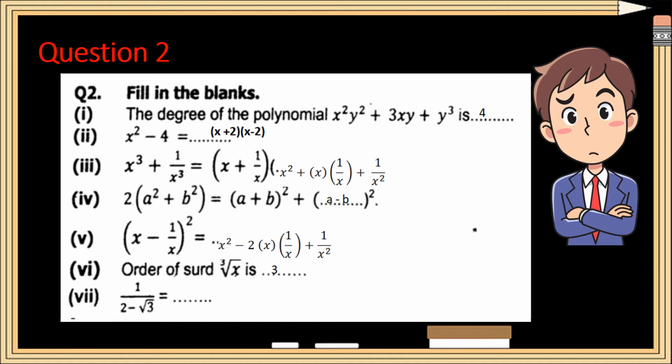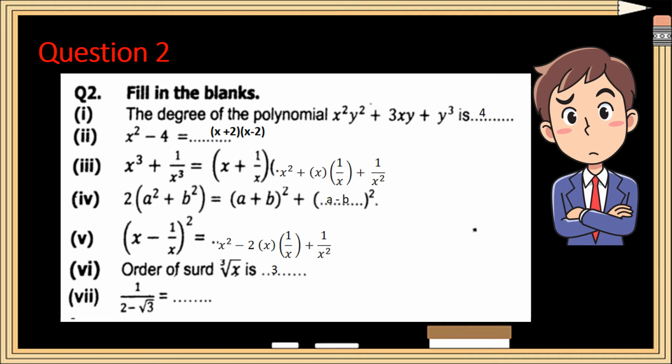It will be cancelled out, so you will be left with 1. So you can also write it as x square plus 1 plus 1 over x square. In the fourth part, you have 2 into a square plus b square. It will again complete the formula that we have discussed in exercise 4.1. You can write it as a plus b whole square into a minus b whole square.